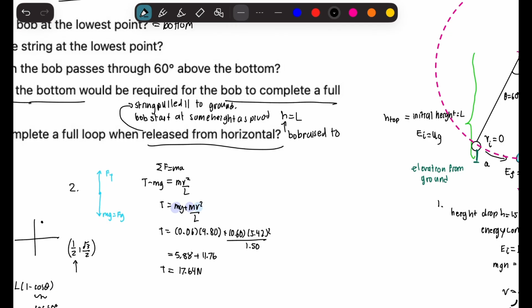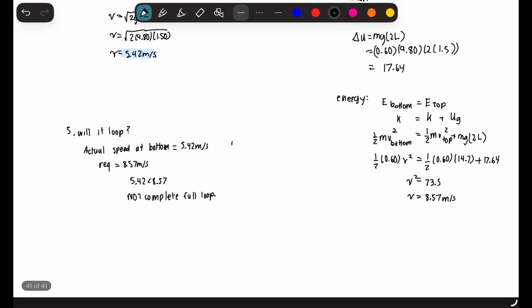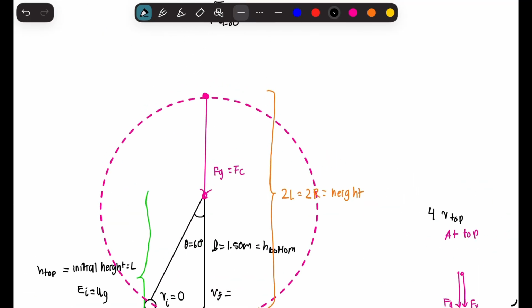So what we know was U initial was equal to mgL, right? So that was the speed at the bottom. From this, we get the speed at the bottom using conservation of energy. So we know that at the minimum condition at the top, T is equal to 0, right? So that means that was why we had mg equal to mv squared over L, and that was where we got v top equal to the root of gL. Now, because we had to think with energy, right?